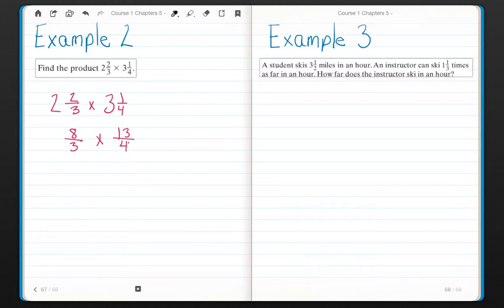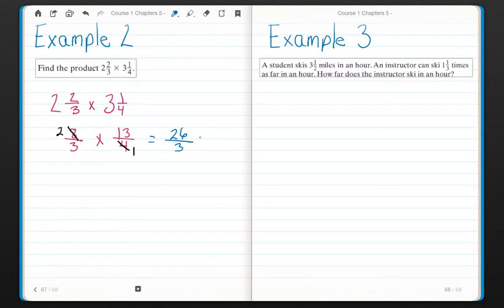Now, I'm going to cross cancel if I can. 3 and 13 have no common factors, so I cannot cross cancel. But 8 and 4 can both be divided by 4. 4 divided by 4 is 1. 8 divided by 4 is 2. Now, I'm going to multiply straight across. 2 times 13 is 26. 3 times 1 is 3.